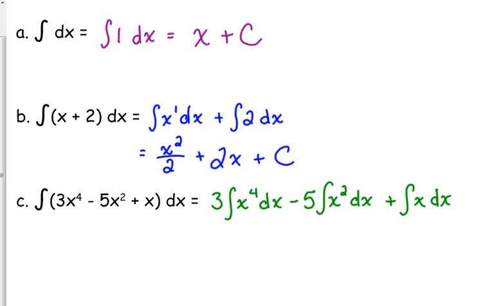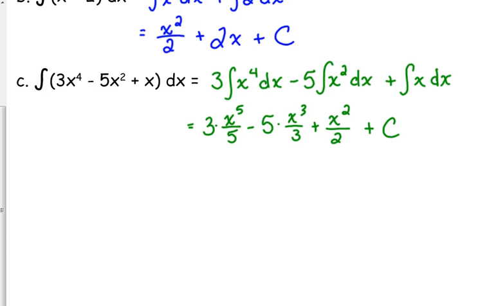It's just like when we take the derivative of a polynomial, we're taking the derivative of each piece. When you integrate a polynomial, you're taking the integral of each piece. So add 1 to the exponent, divide by the new exponent. Add 1 to the exponent, divide by the new exponent. Add 1 to the exponent, divide by the new exponent. Stick a plus c on the end.